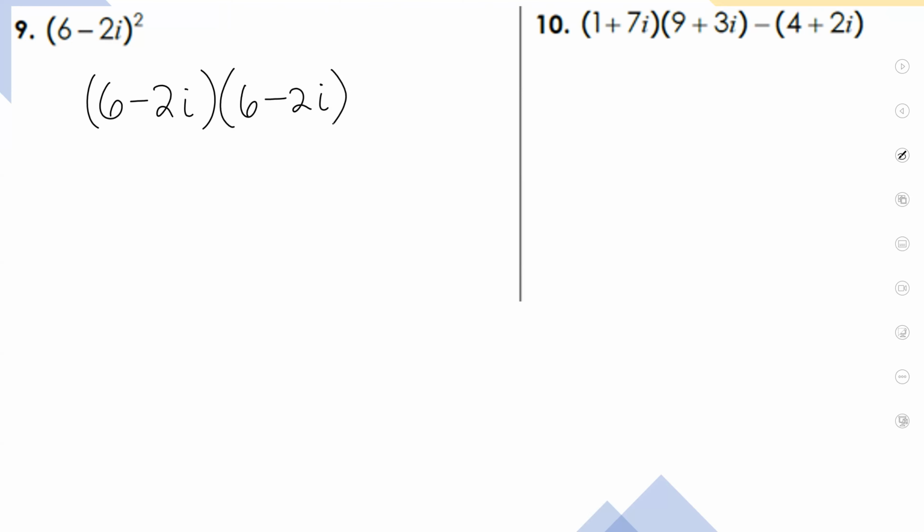And it would be just like the previous one. I see a lot of people do this. They'll just square the 6 and then square that to get 36 minus 4i squared or something like that. That's incorrect. You do not distribute the squared. You write it like this. Okay?